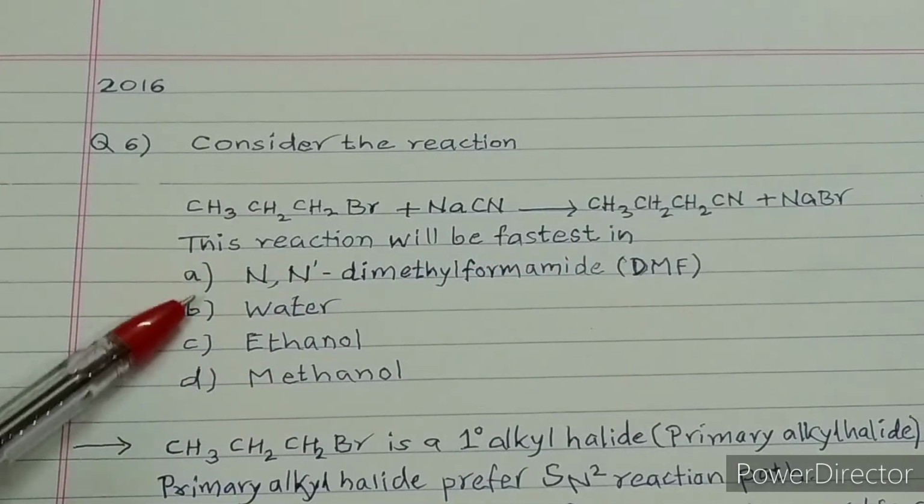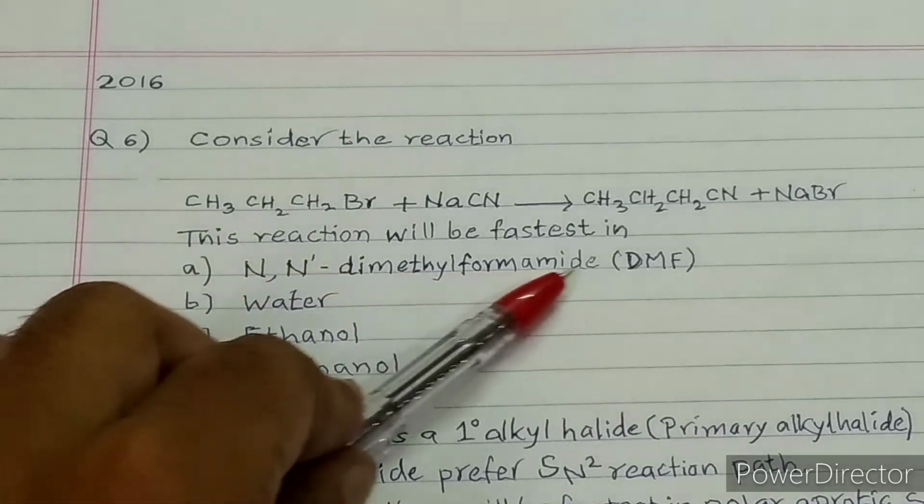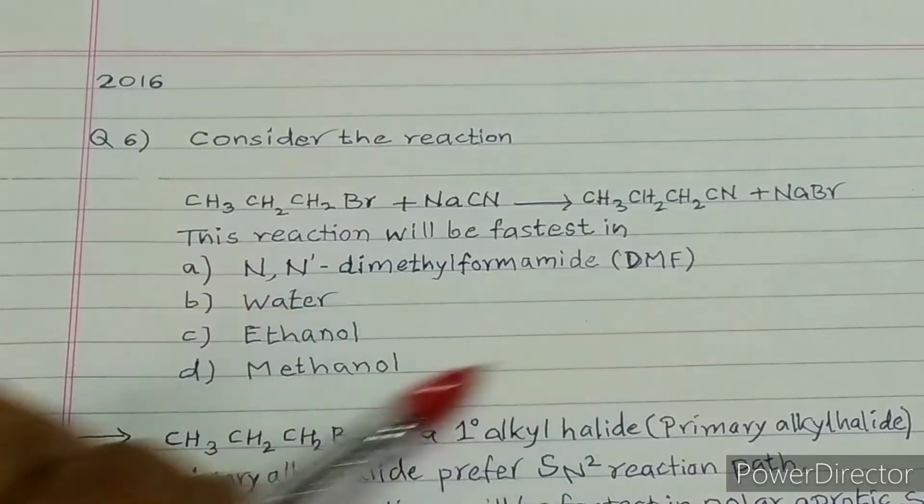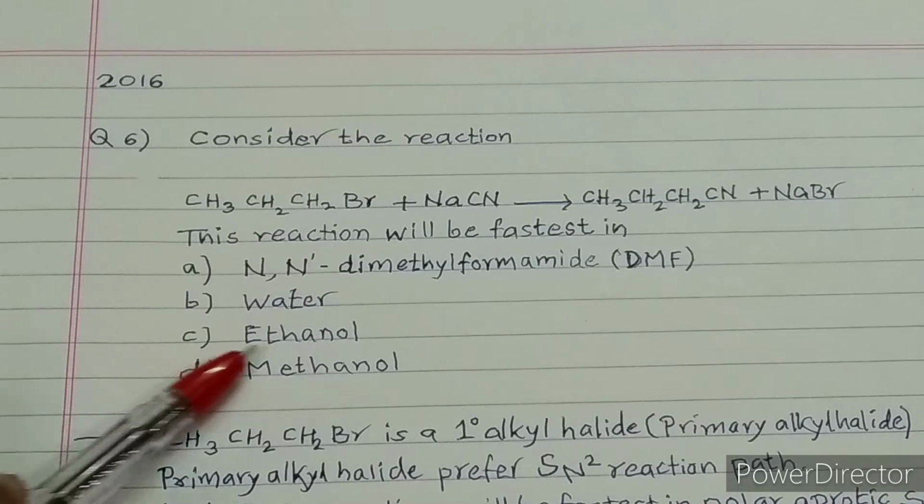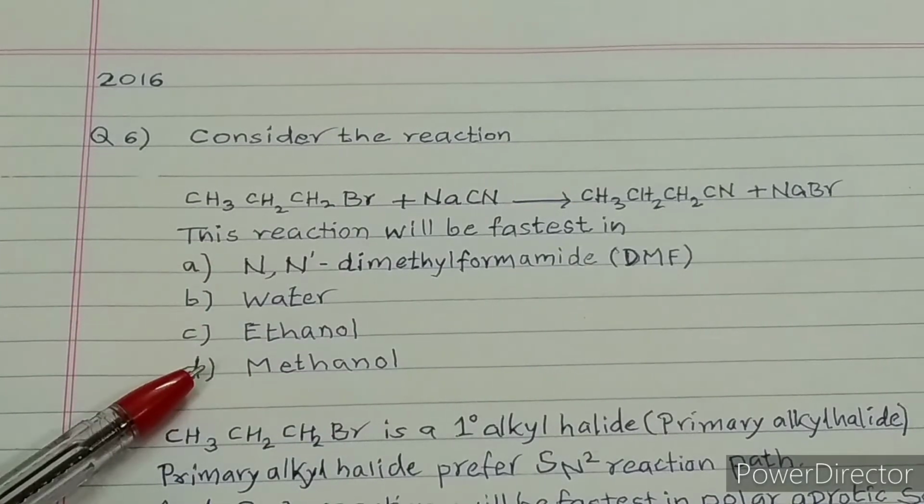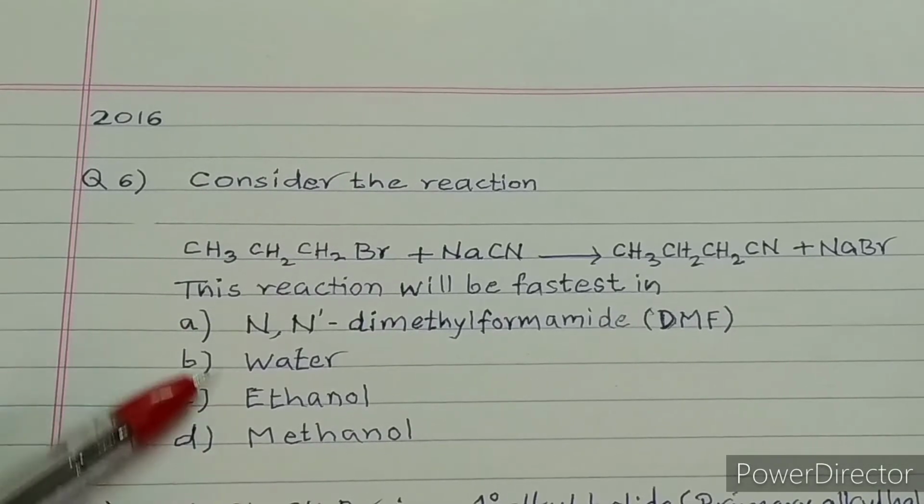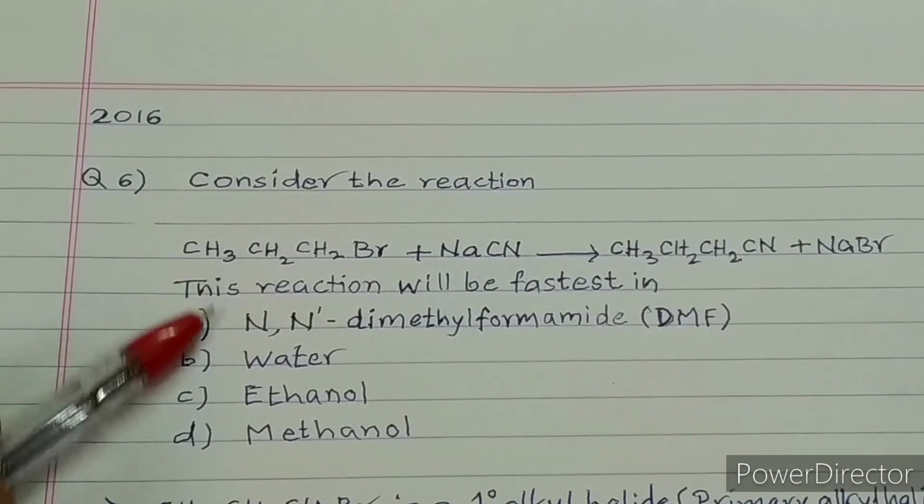They have given here 4 solvents. Option A, N,N-dimethyl formamide, it is called as DMF. Option B, water. Option C, ethanol. Option D, methanol. These are 4 solvents. We have to decide in which of the following solvents the above reaction takes place in a fast manner.